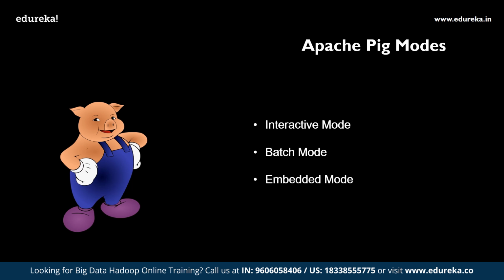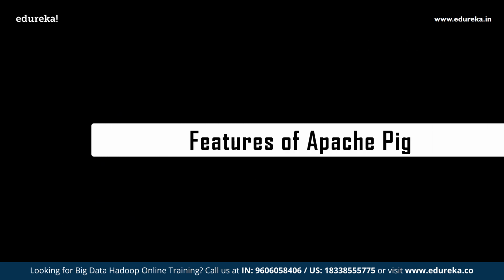So followed by that, the last mode is the embedded mode. In this particular mode, we can define our own functions. These functions can be called as user-defined functions. Here, we use programming languages like Java and Python to define our own user-defined functions. So these were the three different modes in which we can execute Pig scripts. Now moving ahead, we shall enter into our next topic, that is the features of Pig.